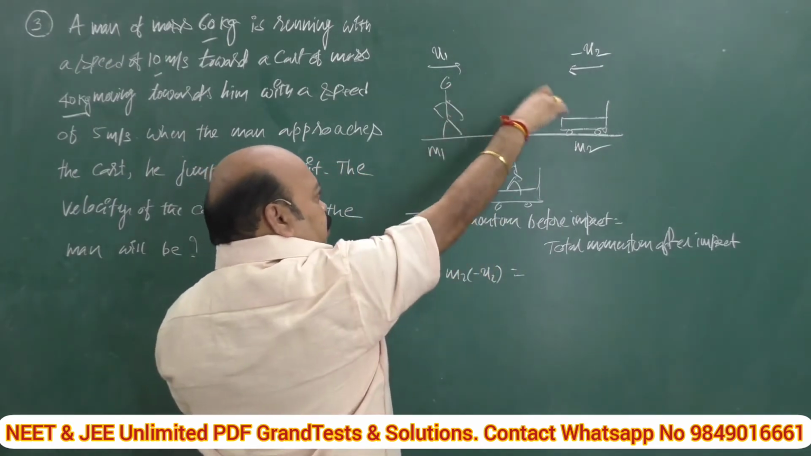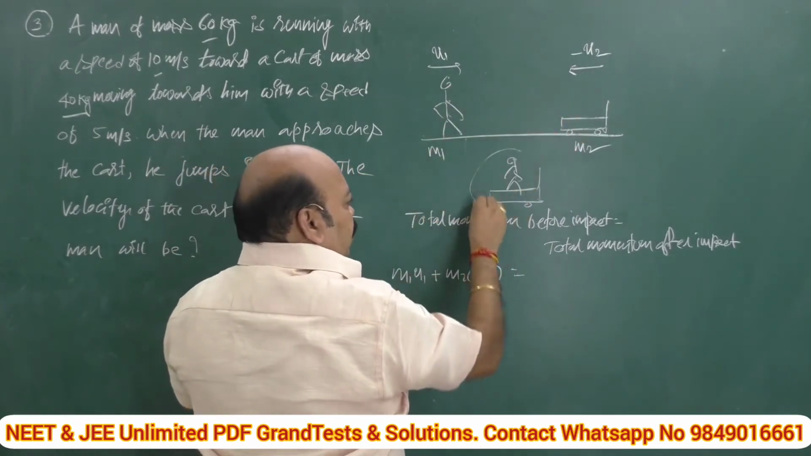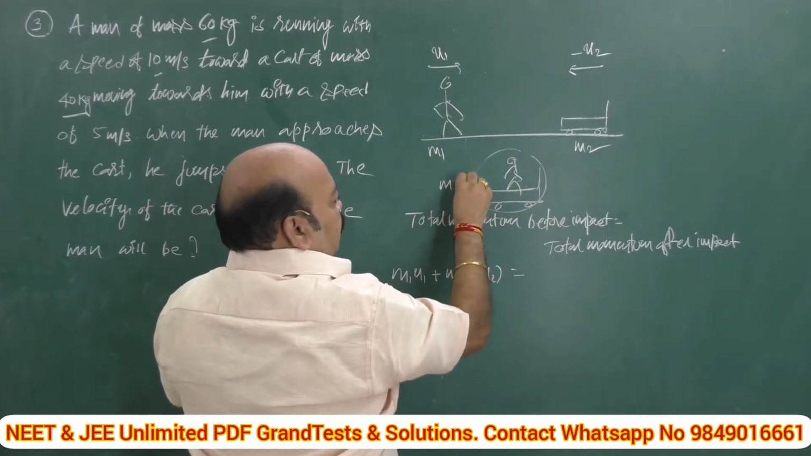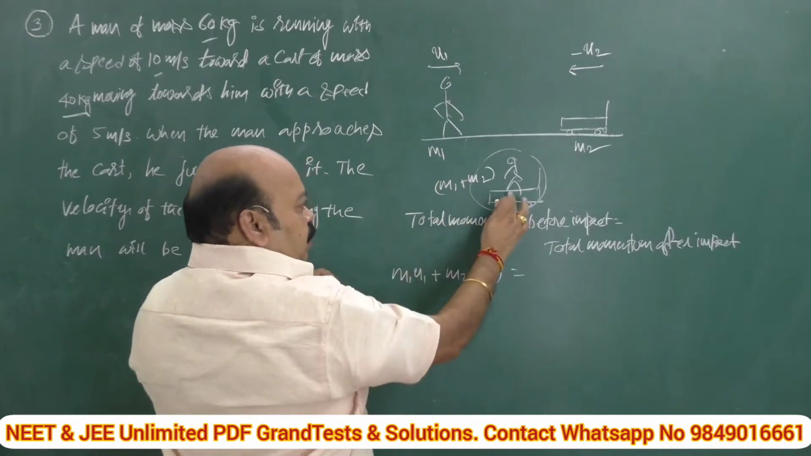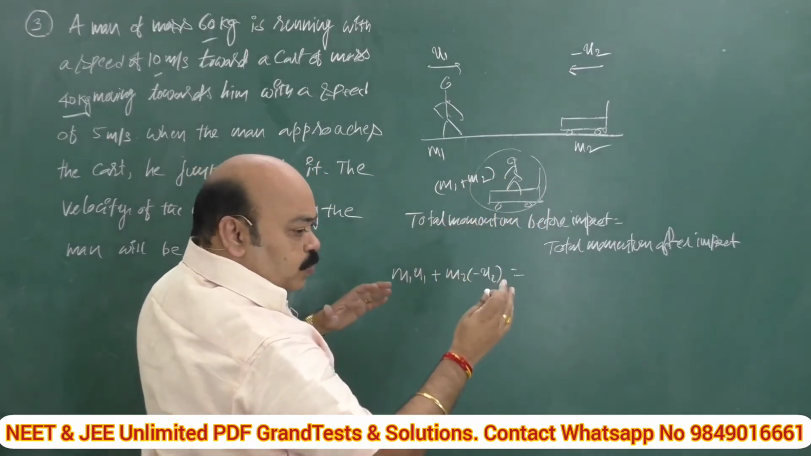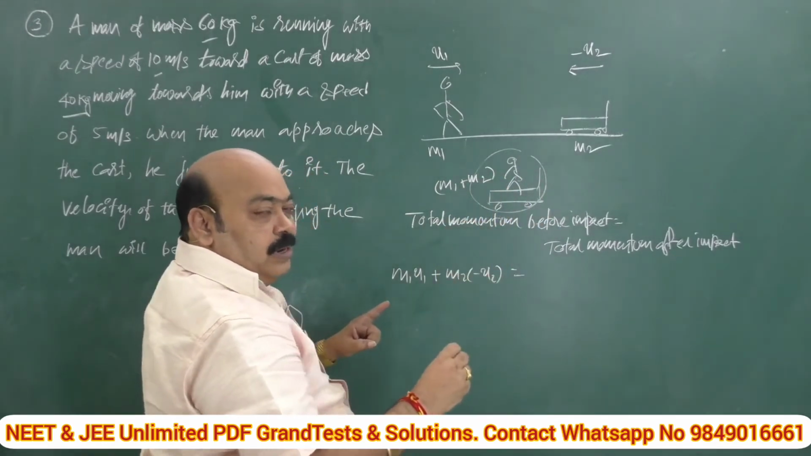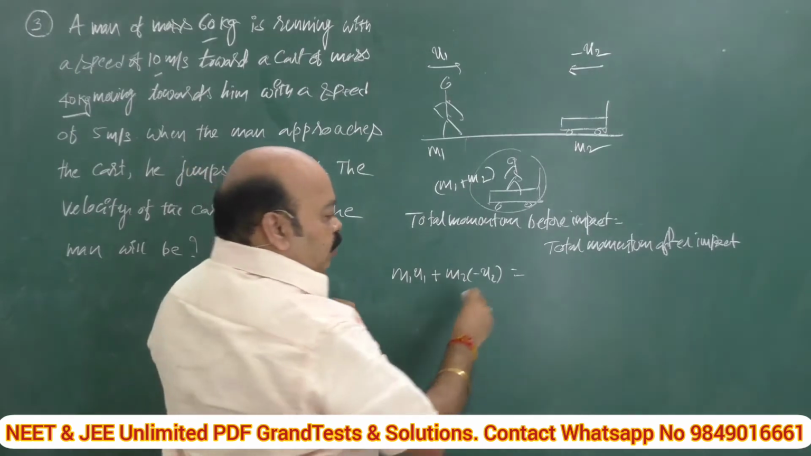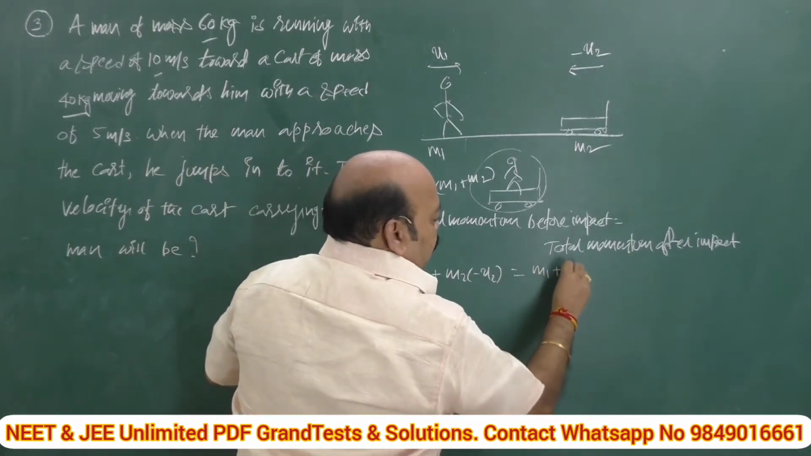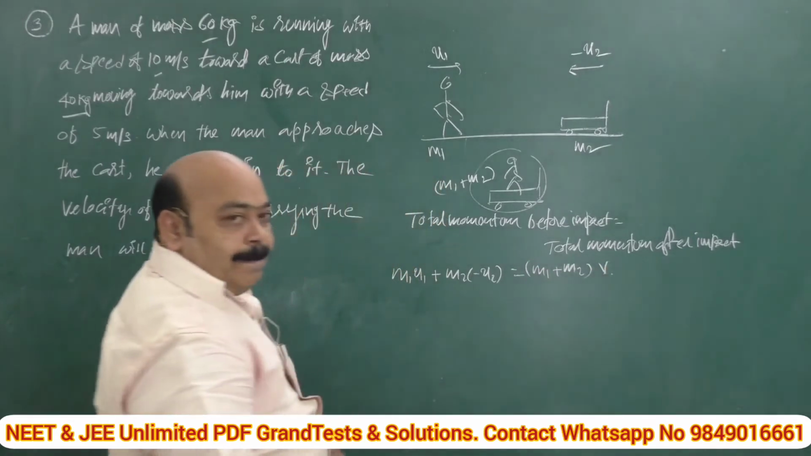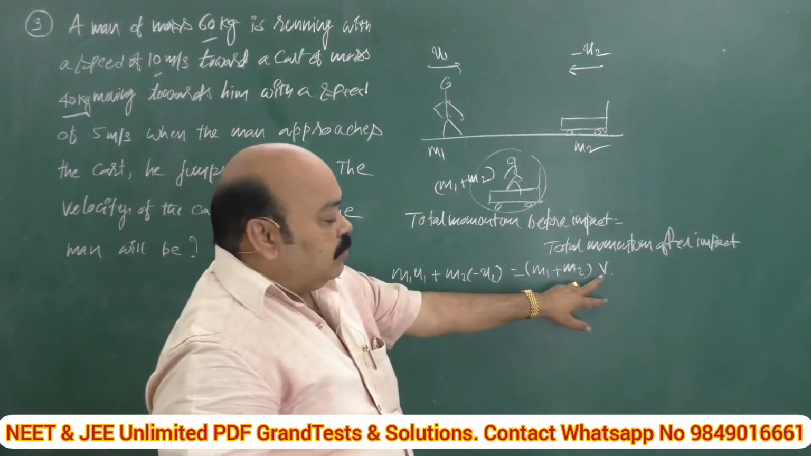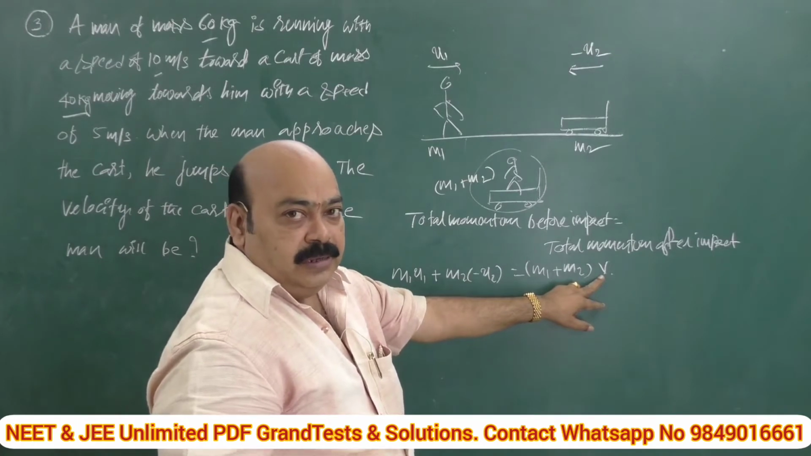The man jumps into the cart. That's why, what is the total mass of the system? m1 plus m2. That means after impact, both the cart and man will move with the same velocity, which is called common velocity. Now see this one, m1 plus m2. Let v be the common velocity.